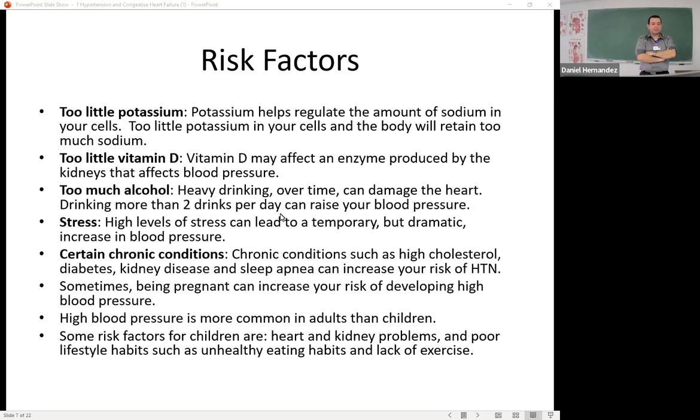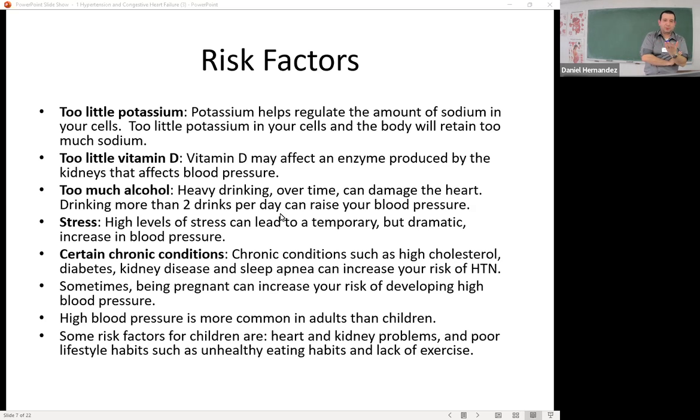Patients with certain chronic conditions, such as high cholesterol, diabetes, kidney disease. Patients with sleep apnea can also have an increased risk for hypertension. Sometimes being pregnant can increase your risk for developing hypertension as well.